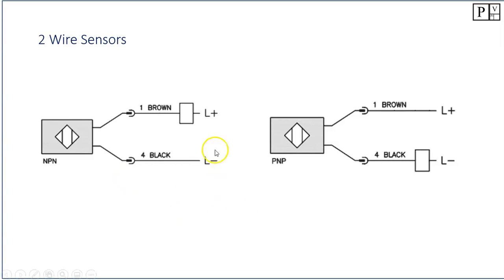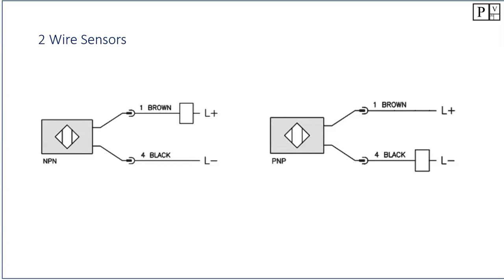Let's take a look. We have our 24 volt power supply on this side and on this side. The NPN is switching the negative. This box right here is the PLC. It's already referencing the positive, and the switch is syncing that positive current through the switch and back to the negative here. Okay, it's switching the negative. For a PNP, it's switching the positive. 24 volt power supply, there's our PLC. The PLC is referencing the negative, and the positive is going through the switch and over to the PLC input there. So it doesn't matter whether we're looking at 2-wire or 3-wire.